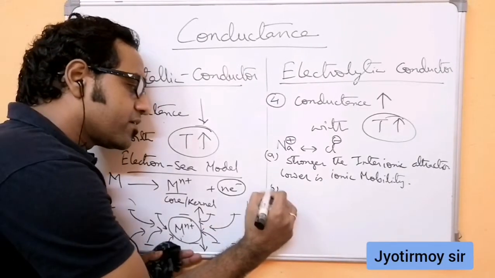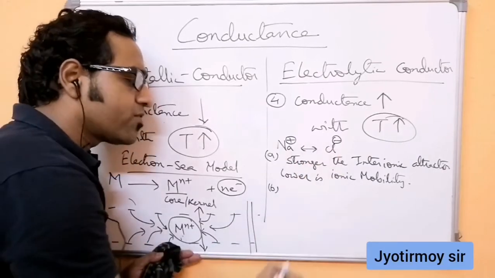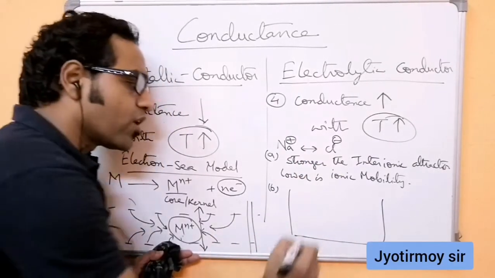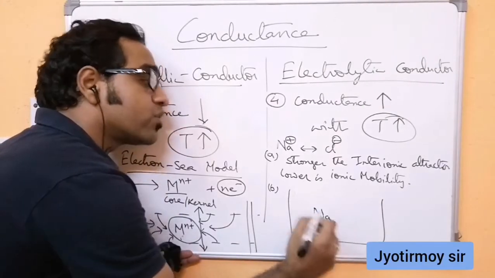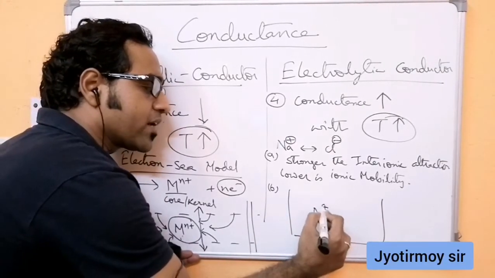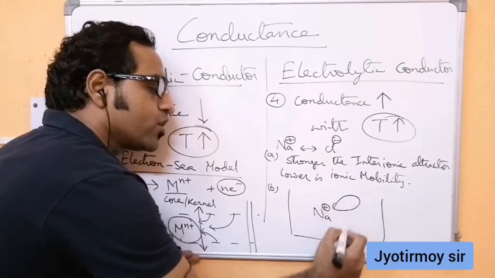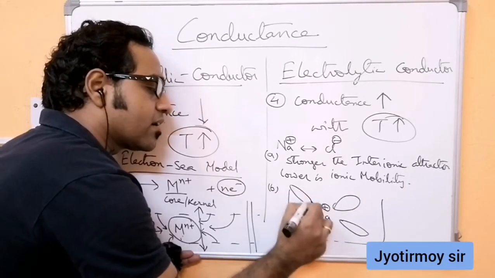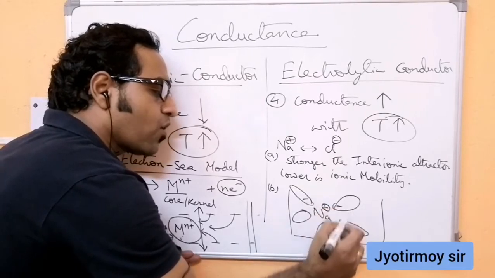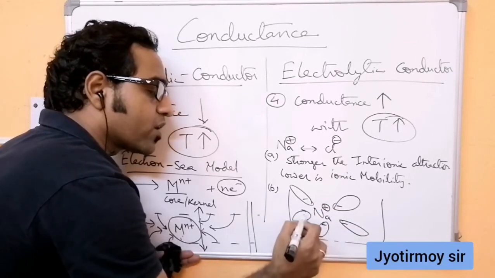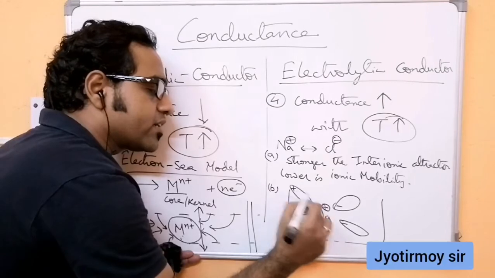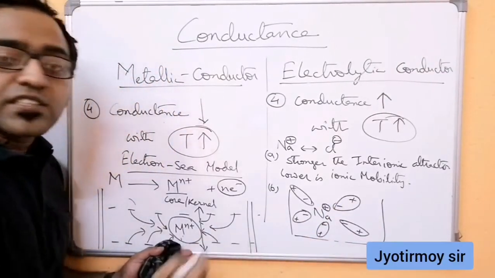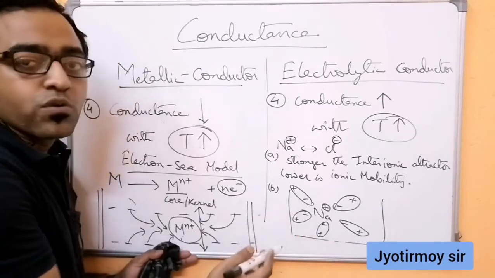The second point, the ion-solvent interaction. The moment you are adding sodium chloride in water, what will happen? The sodium ion will be surrounded by water molecules like this, because water is polar and the negative end of the polar water molecule will orient towards the sodium ion. This is called solvation of the sodium ion.